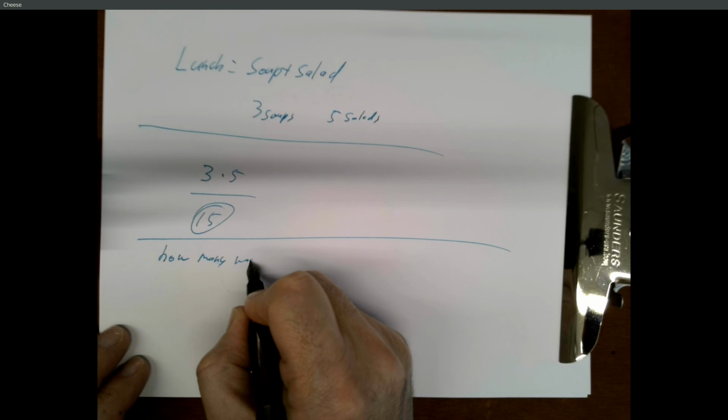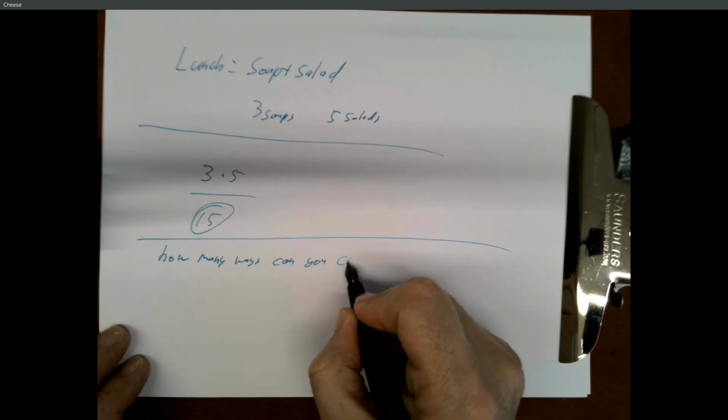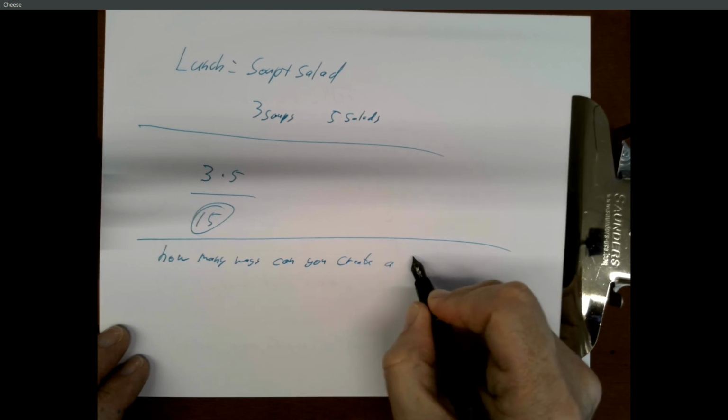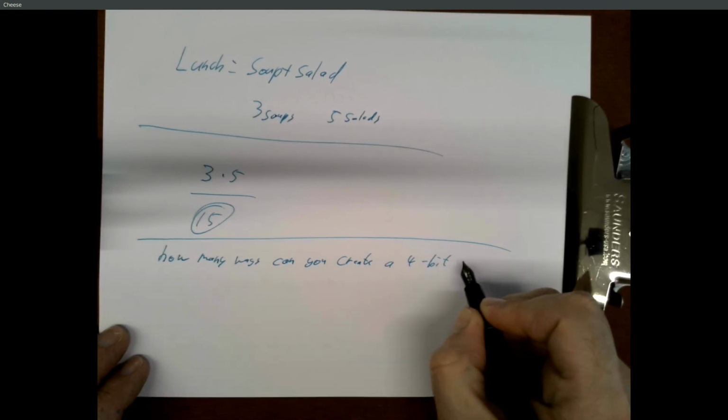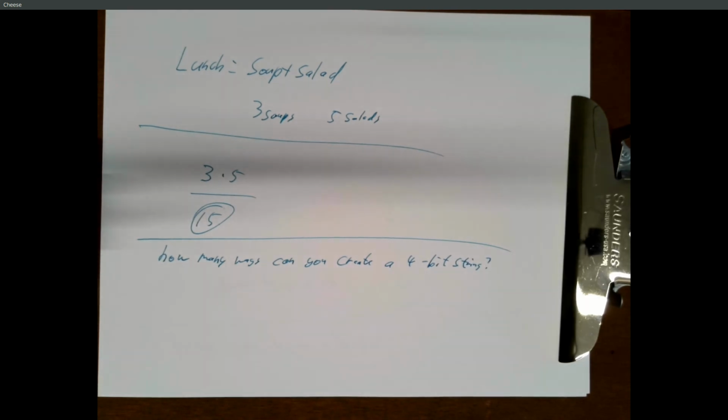So how many ways can you create a 4-bit string? So 4 bits mean your string consists just of 1s and 0s, and we want to create something with exactly 4 1s and 0s. So that's our procedure, creating a 4-bit string. We're going to break it into 4 subtasks.